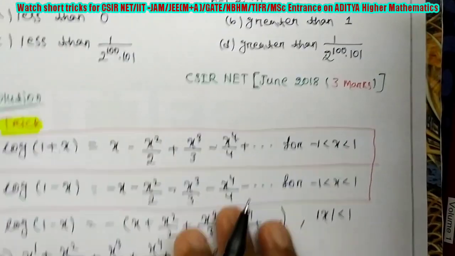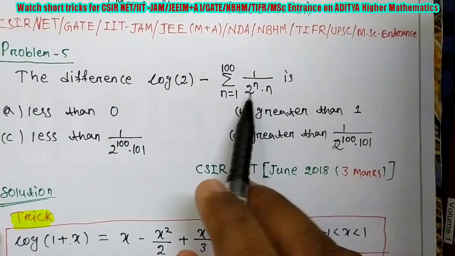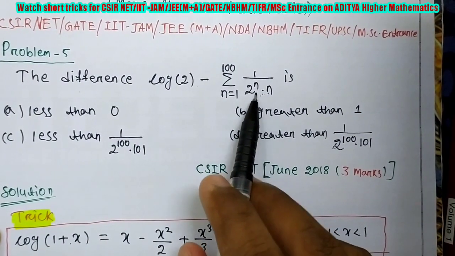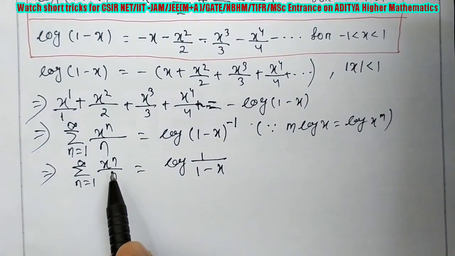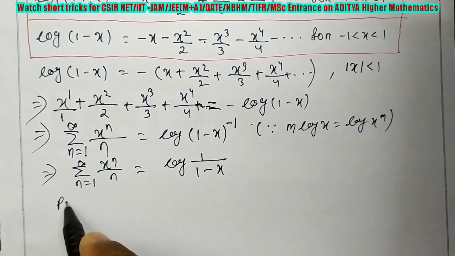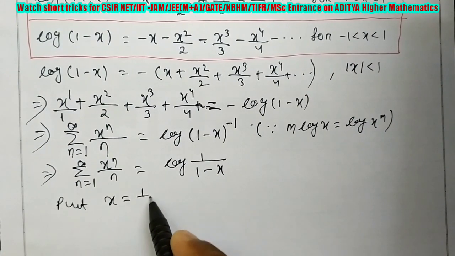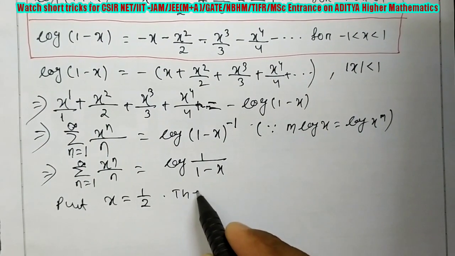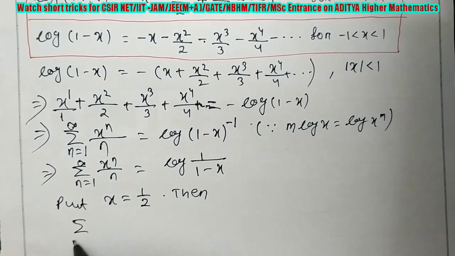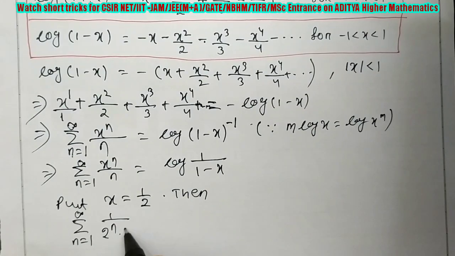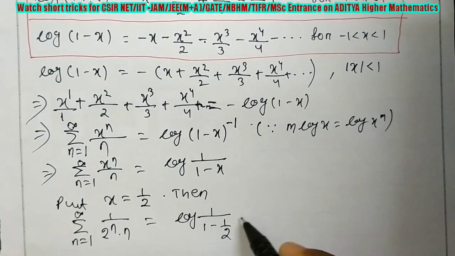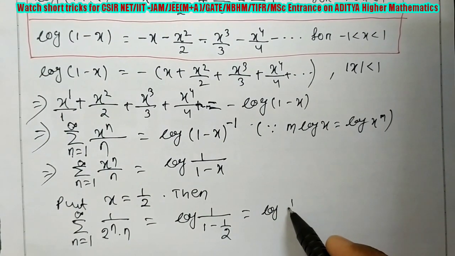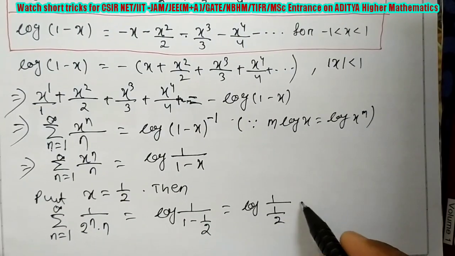Now you can see this question is given as log 2 and 1 by 2^n into n. Since the series is given as 1 by 2^n into n, if we put x equal to 1 by 2, we will get that series. So here put x equal to 1 by 2. Then x power n means 1 by 2 power n into n. Here also you need to put x equal to 1 by 2, so log of 1 by 2 comes, and this is log 2.